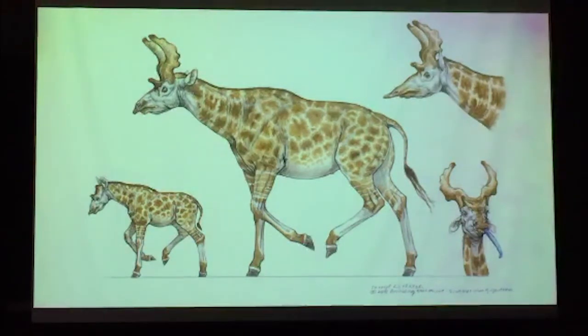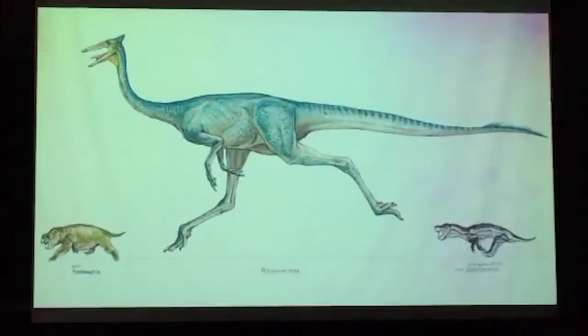So basically, okay, we've got the eland, we've got the Sivatherium, and I was looking at bipedalism. And here's a good example. Here's a theropod. This is Pelecanimimus.